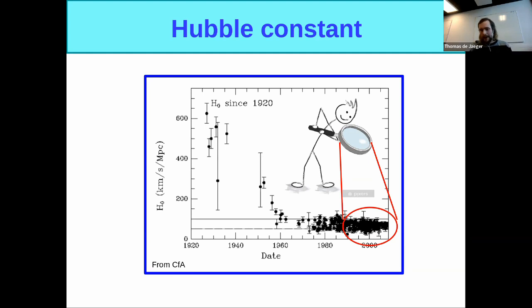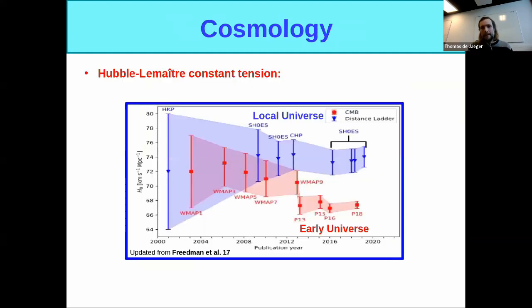Now we have tiny error bars, so we should be happy, but not, because if you zoom here, you see a big problem, what we call the Hubble tension. So this is in blue: you have the value from the local universe using the type 1a supernova and the distance ladder, mostly by the SHOES team, so Adam Riess's team. And in red, you see the value using the CMB, mostly using Planck. And you can see a big difference of more than 5 sigma.